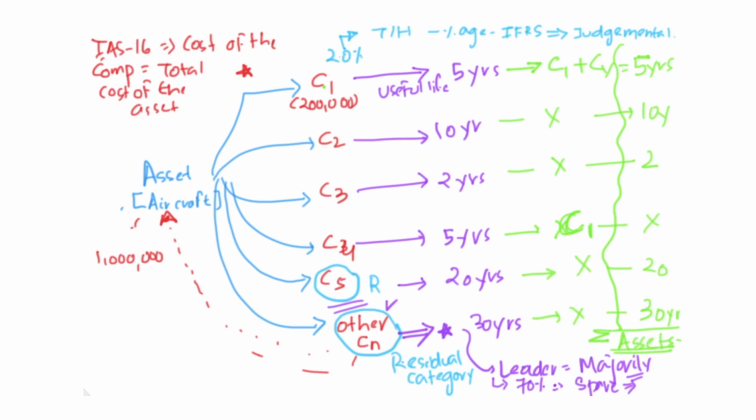Now, this is a practical view of how we do component depreciation. I understand that it involves a lot of judgment, because the identification of components, the determination of the useful life, and the determination of the leader among the other components is itself a critical judgment that the management needs to assess.